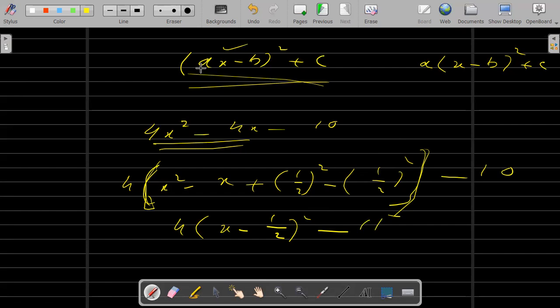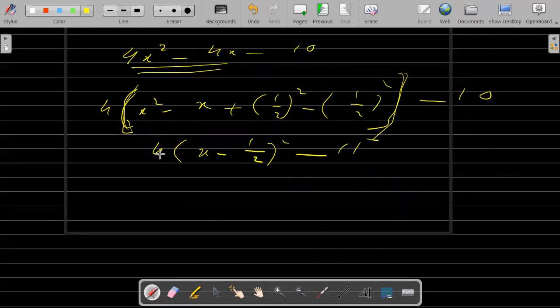It will be 1 over 4 into 4, 4 minus 1, it will be minus 11. But we need this form, a must be inside. So how to shift this inside? 4 we cannot multiply by x because this is square, this is without square. It must be with square, then we will be able to multiply to shift it inside. So you can write 4 as 2 square. So 2 square times x minus half whole square minus 11.